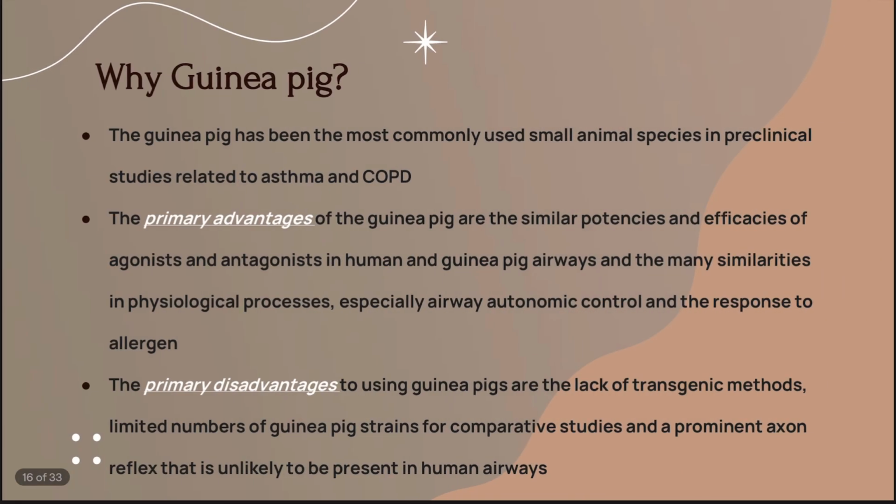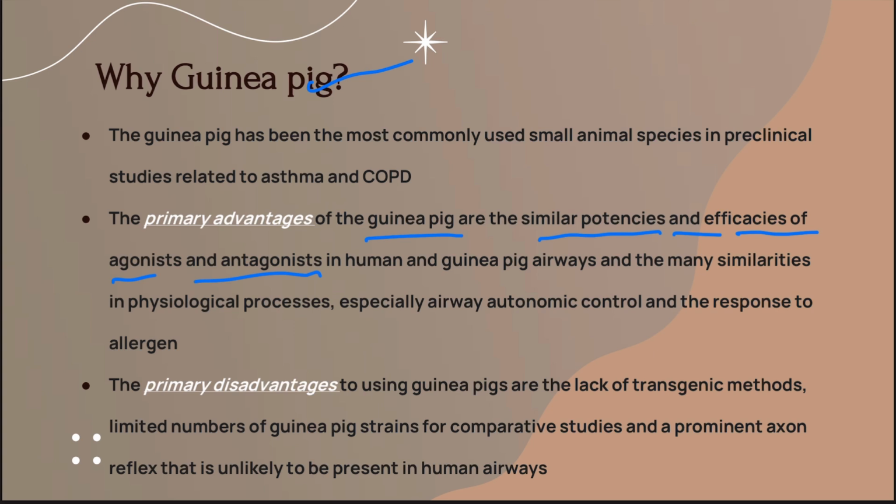Now, why is guinea pig the most suited animal for screening of the drugs used for asthma and COPD? The first advantage is that guinea pigs have similar potencies and efficacies of agonist and antagonist as compared to humans. Basically, they have a good amount of histamine receptors, and the histamine receptor is the one responsible for causing asthma. So the different agonists and antagonists of histamine receptors will produce the same effect, which is very similar to that produced in human beings.